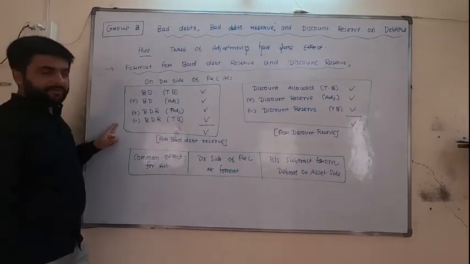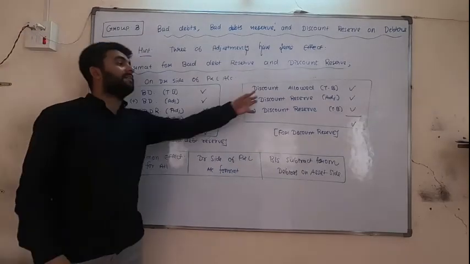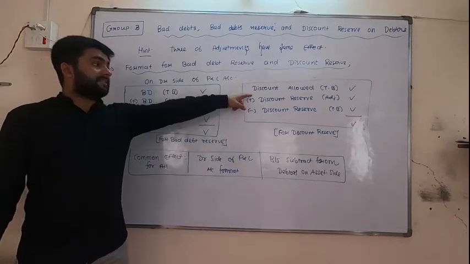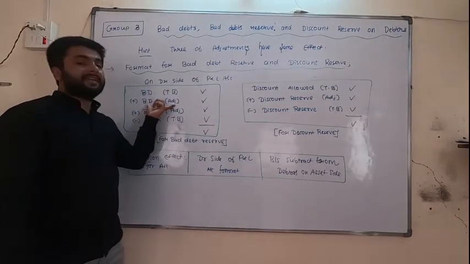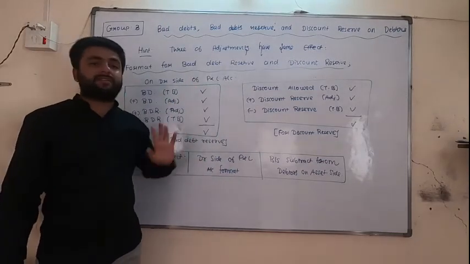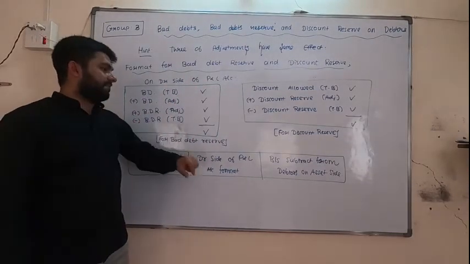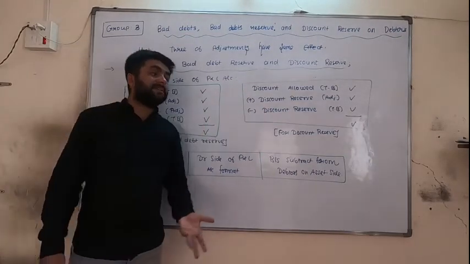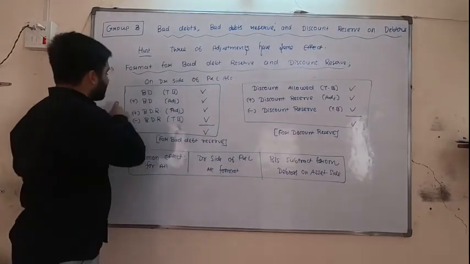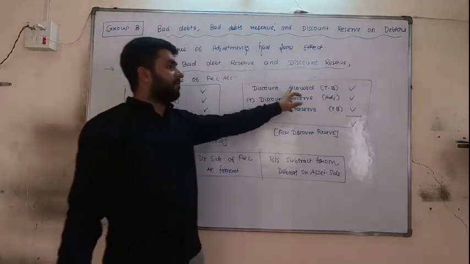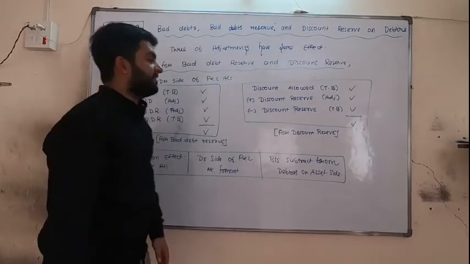Now this same format is applied here, only the second thing is cut. Discount allowed trial balance. Discount allowed adjustment is not given, the other two reserves are the same: plus bad debt reserve adjustment, plus discount reserve adjustment, minus bad debt reserve trial balance, minus discount reserve trial balance. So only the second thing will be deleted here. We don't have discount allowed in adjustment, only in the trial balance.